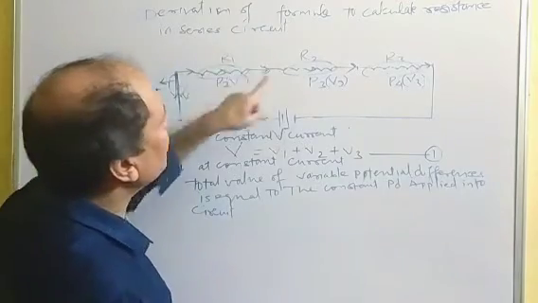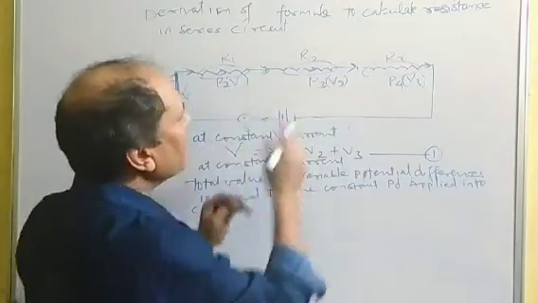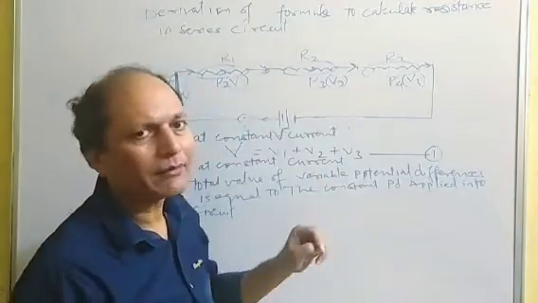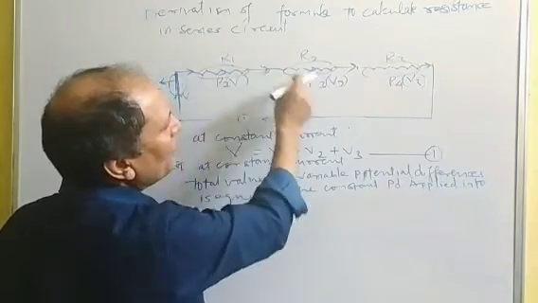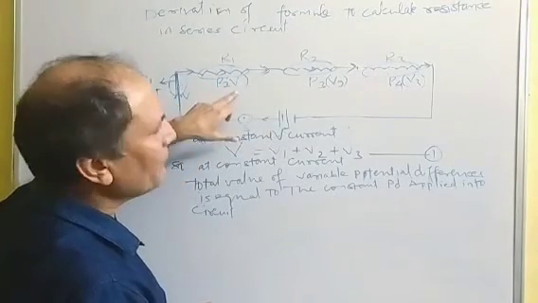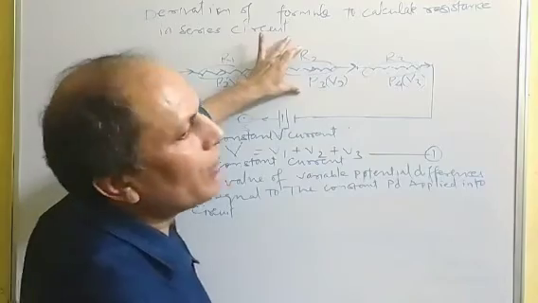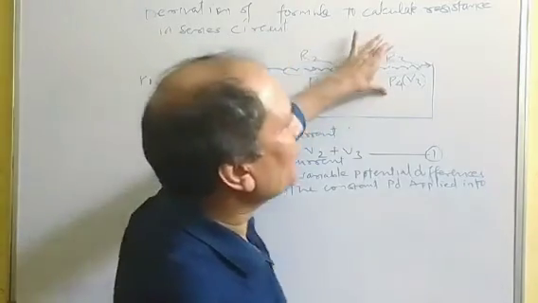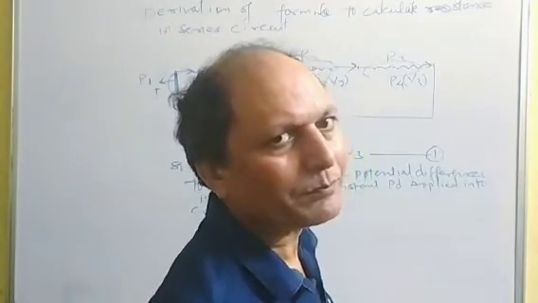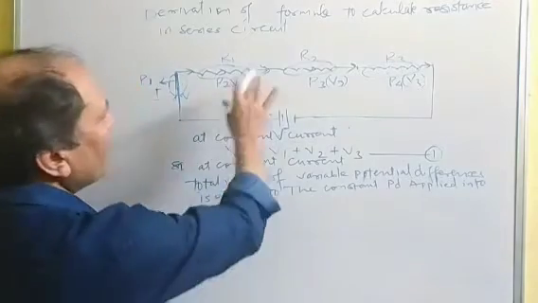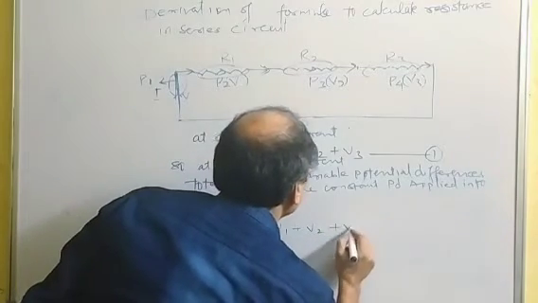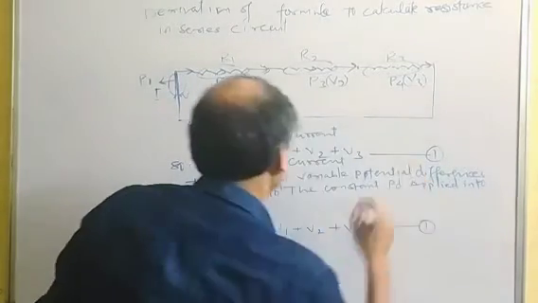Suppose here are three resistors R1, R2 and R3. There are three resistances, so for these three resistances, the potential difference will also vary as three values. For R1, V1; R2, V2; R3, V3. Means for resistance R1, the potential difference will be V1; for R2, it will be V2; and for R3, it will be V3. So according to this statement, V equals V1 plus V2 plus V3. Suppose this is equation 1.